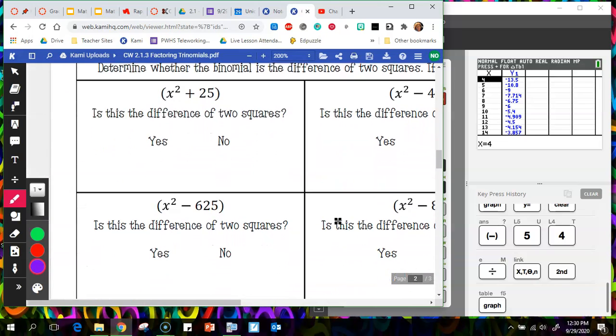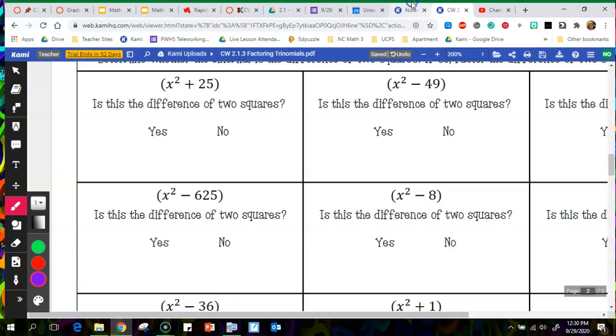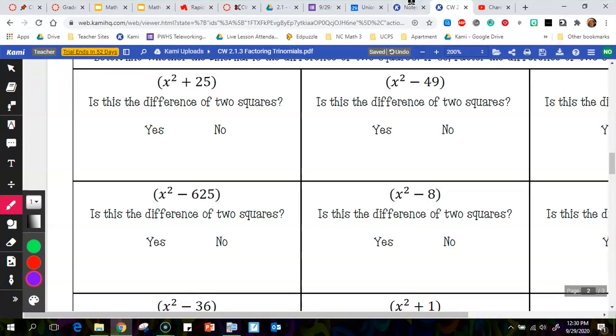Okay, difference of two squares. Difference means it has a minus between the two numbers. So the first thing we want to do is decide, is this a difference of two squares? For x squared plus 25, if it had a minus, it would be a yes. This is a no, so if we answer no, we don't have to go any further. Let's look at the next one.